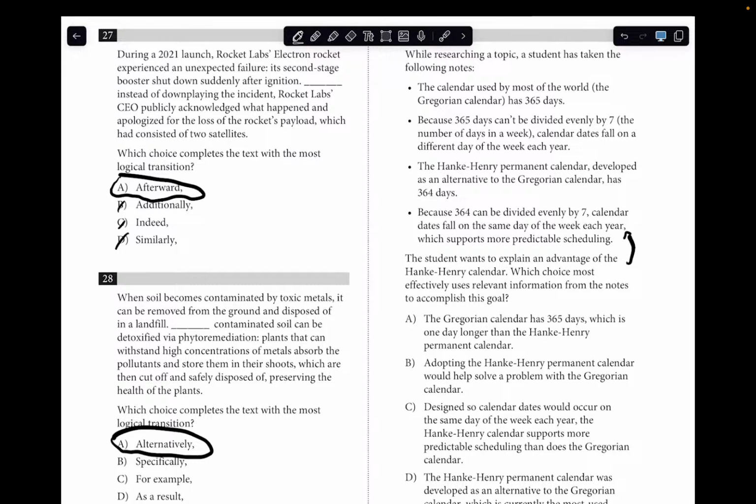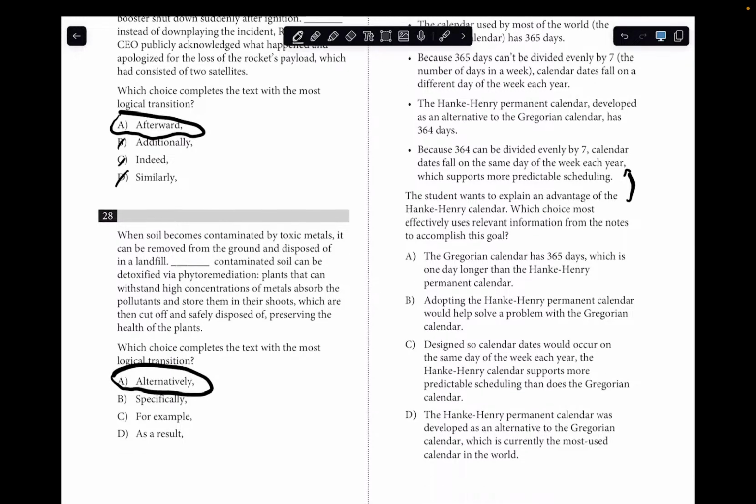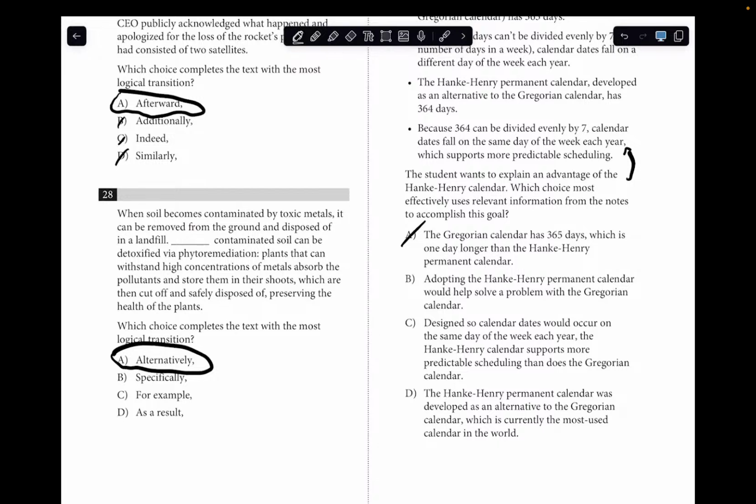Because 364 can be divided evenly by 7, calendar dates fall on the same day of the week each year. So somewhere in one of the options, I need to see that, right? So A, the Gregorian calendar is 365 days, which is one day longer. No, that's not it. Adopting the alternative calendar would help solve a problem with the Gregorian calendar, maybe. Designed so that calendar dates would occur on the same date. Yes, I really like that one. Am I right? I gotta double check.